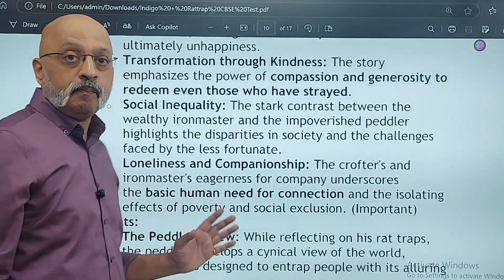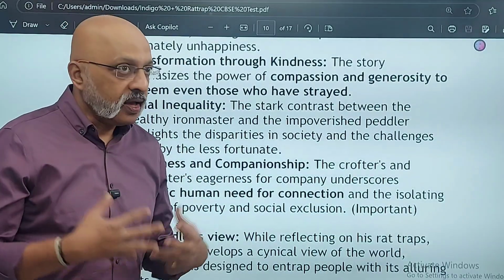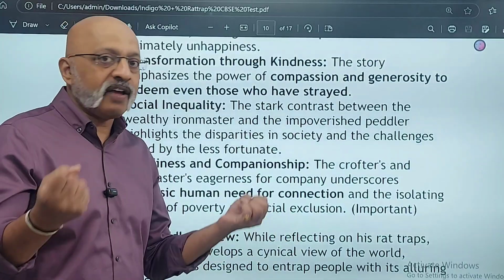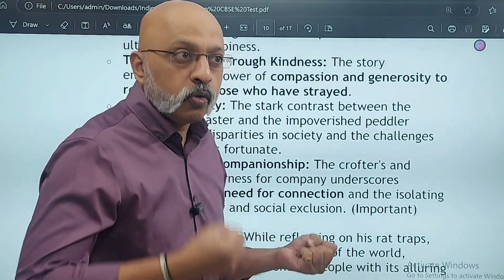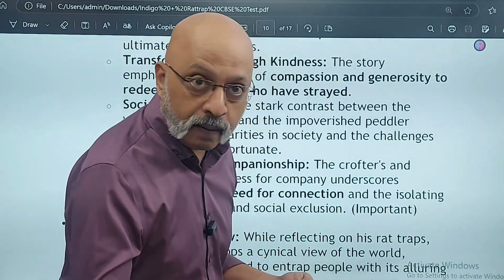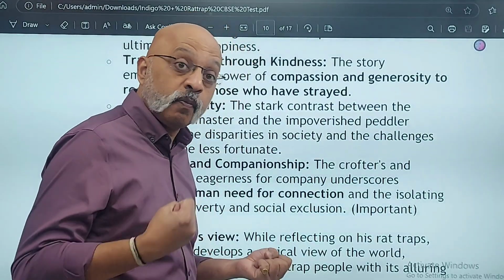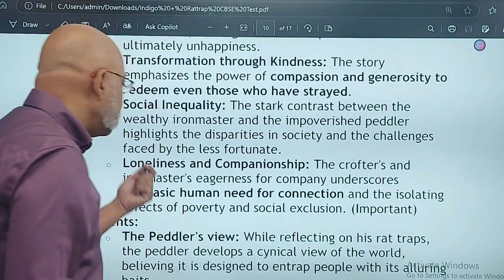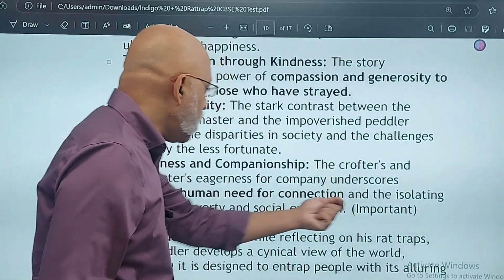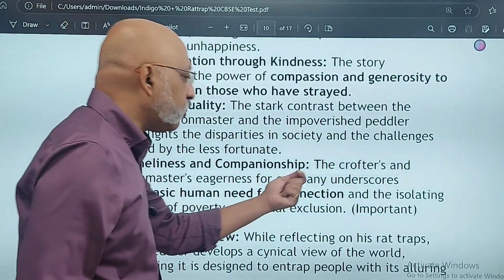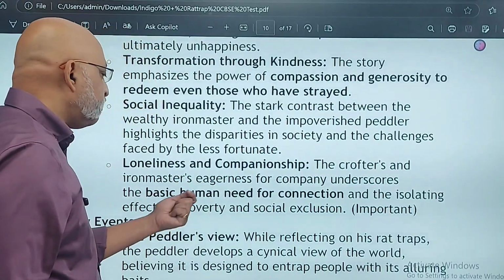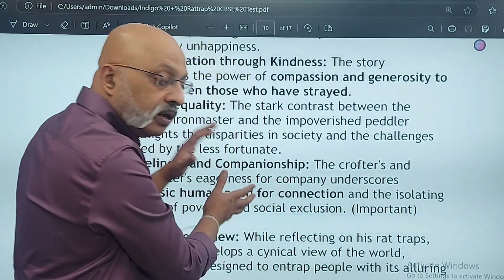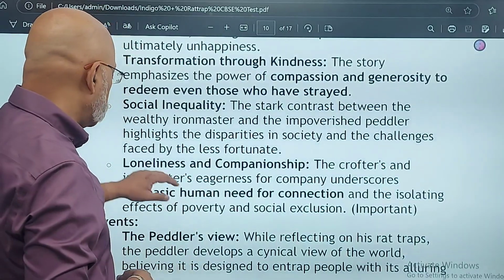Then loneliness and companionship. I found this a great theme. It doesn't come through in many of the books that you read, but I found this whole thing, the crofter, who's longing for companionship of some kind, that he's willing to make friends even with a stranger. The crofter and the ironmaster's eagerness for company underscores the basic human need for connection and the isolating effects of poverty and social exclusion. That's why I've written this as an important point. Please make a note of this.